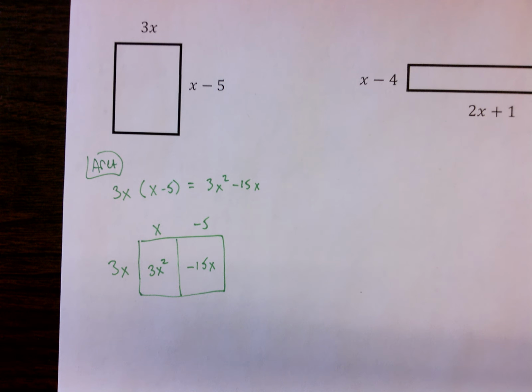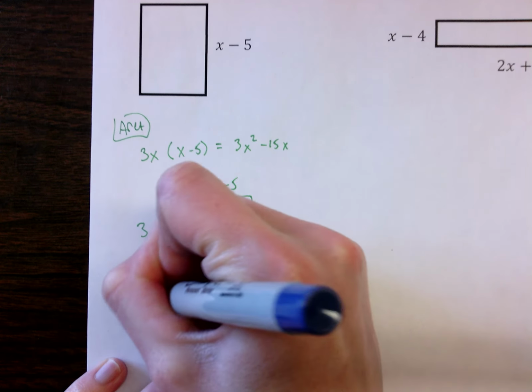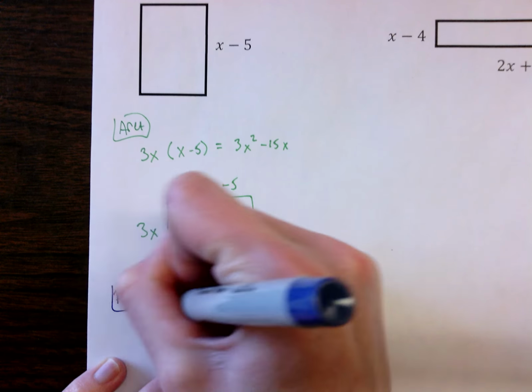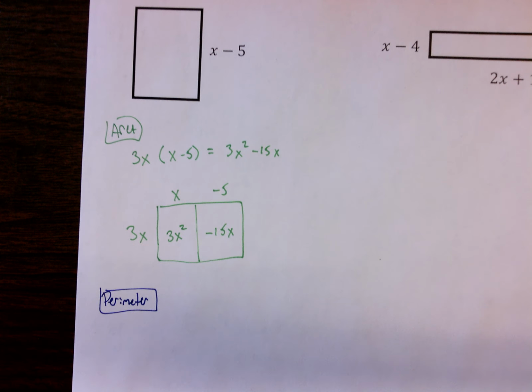All right, now the second part of this question asks me to find the perimeter. The perimeter is the sum of all the sides. Area is like if you had a room and you wanted to put down a carpet, it covers the whole thing. Perimeter is like if you wanted to build a fence around your yard. It just goes around the outside edge.